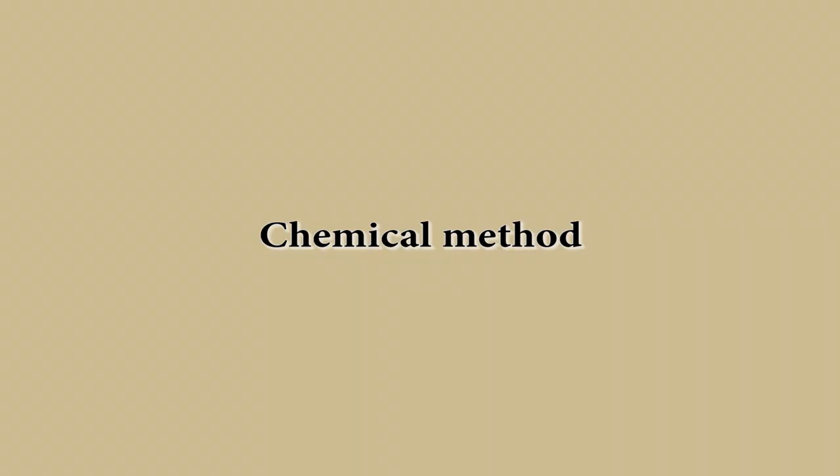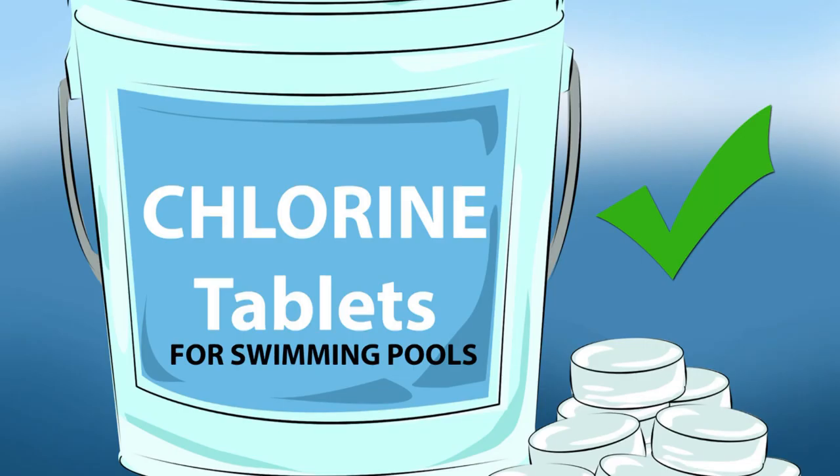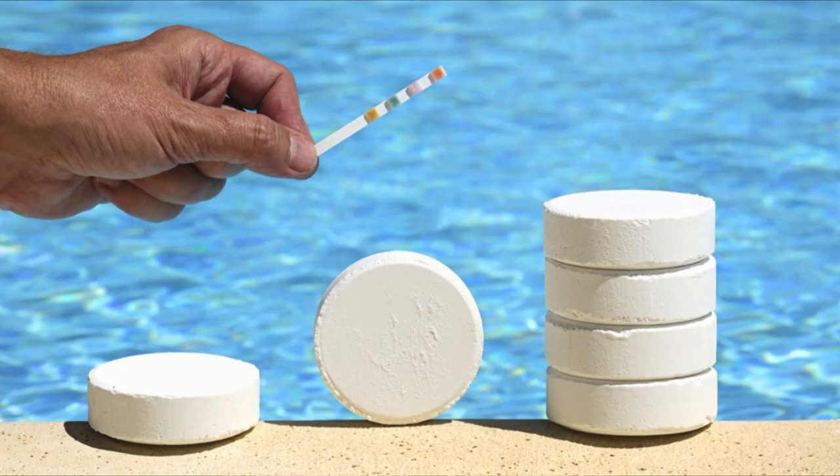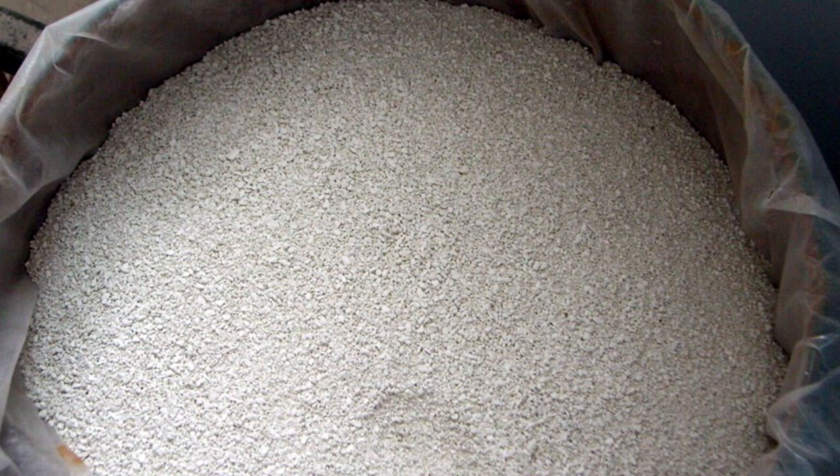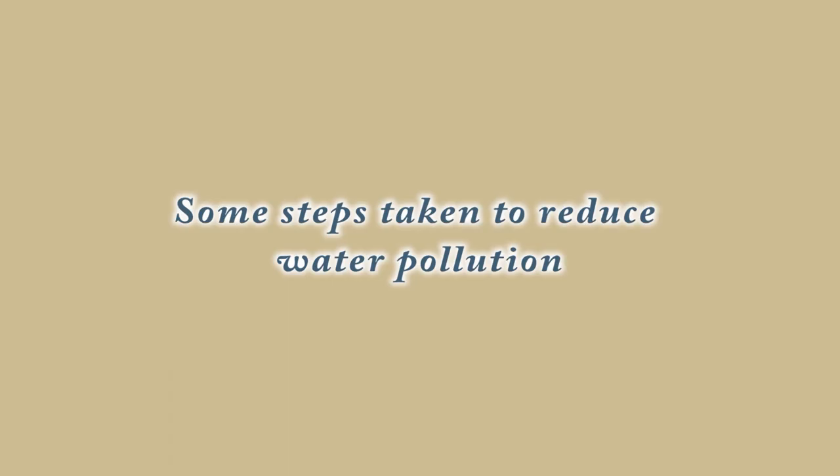The other method is the chemical method. Chlorination is a commonly used chemical method for purifying water. It is done by adding a specified amount of chlorine tablets or bleaching powder to the water. And there are some steps taken to reduce water pollution.